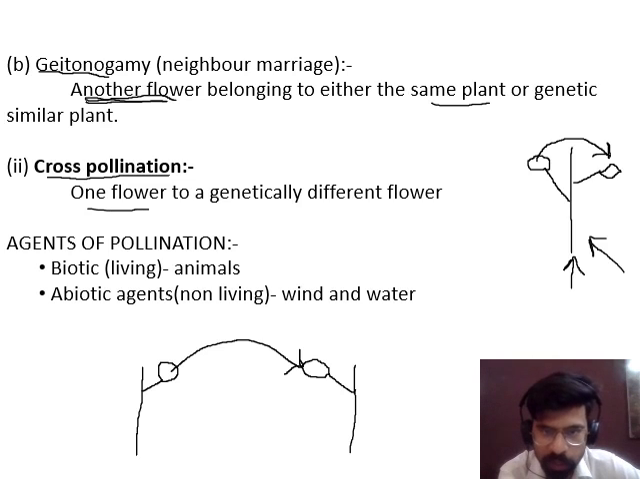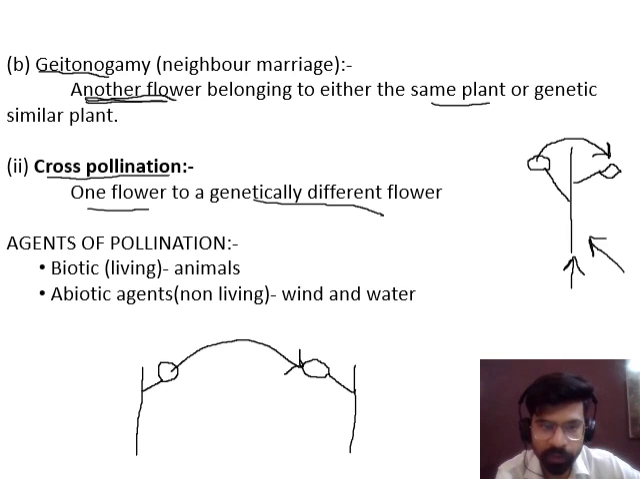It is from one flower to a genetically different flower. They are genetically different plants, so the flowers will be genetically different. Genetically different means their genetic makeup is different. So there are two types of pollination, self-pollination and cross pollination. How will pollination take place? What is the mechanism behind pollination?